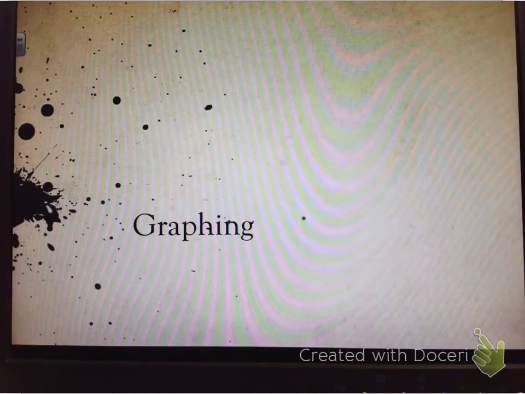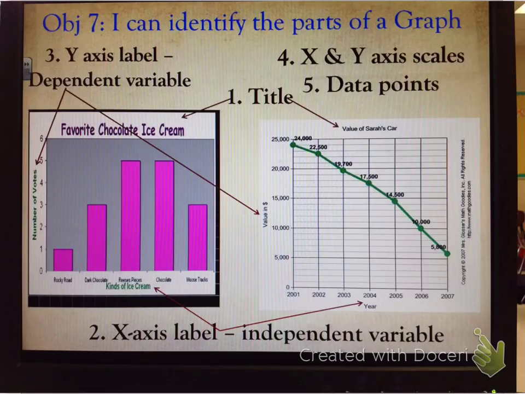Alright guys, so this set of notes is going to cover graphing. It's going to talk about how to read a graph, and it'll talk about the different types of graphs and when to use those types of graphs. So objective 7 is I can identify the parts of a graph.